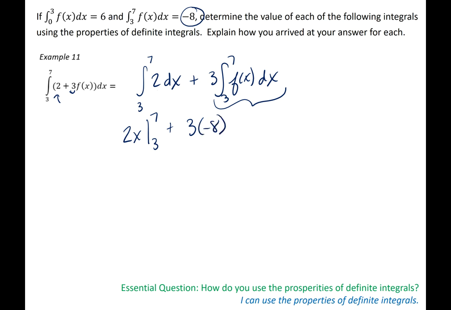This is one they like to put on the multiple choice test, on the AP test. I've got to plug in here, so we've got 2 times 7 minus 2 times 3, and then 3 times 8 is -24. So 14 minus 6 minus 24. And we end up with -16.